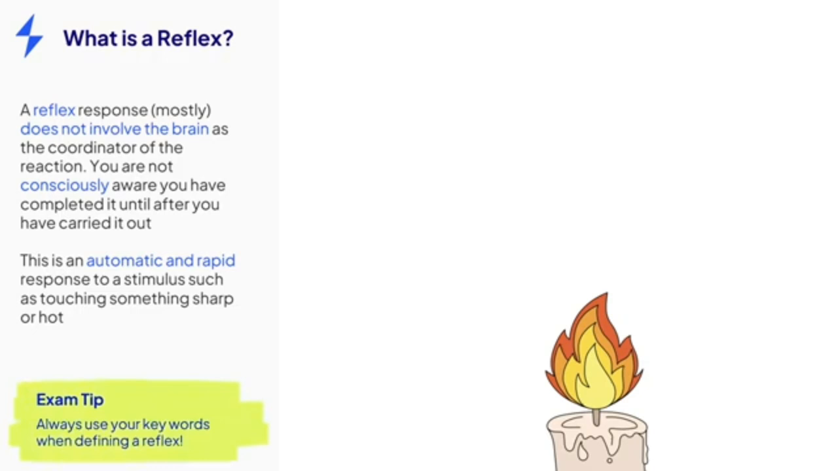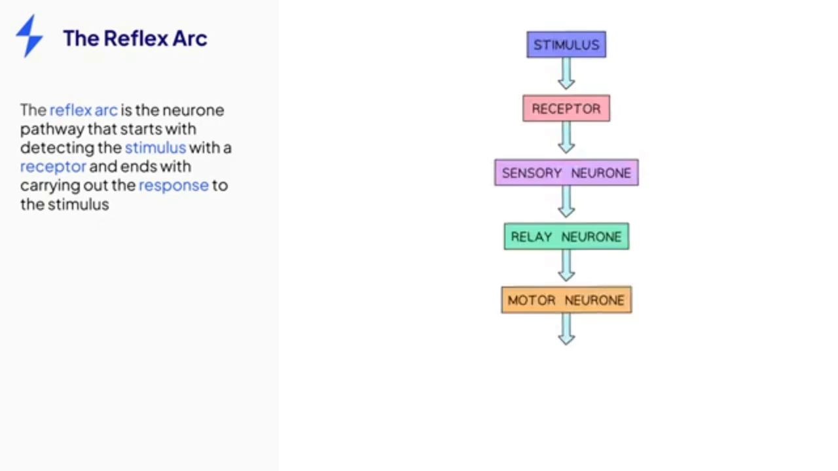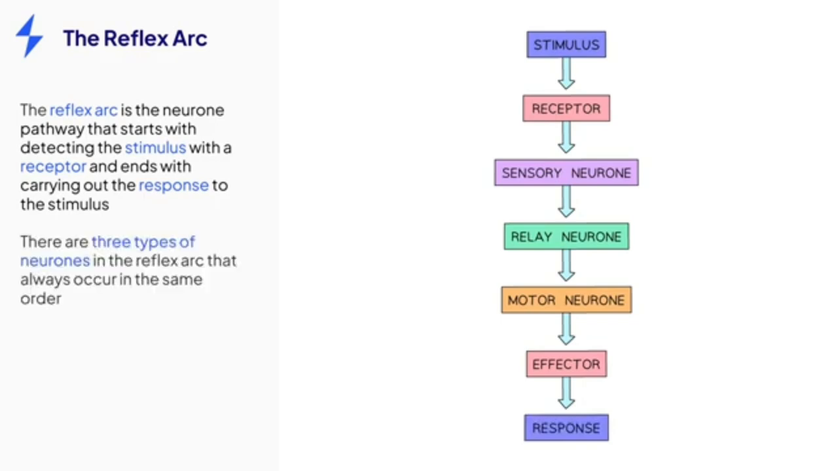The term reflex arc refers to the sequence of neurons that the impulse passes along in order to trigger the reflex response. This is always the same sequence and is shown here in the diagram. The stimulus is the trigger of the reflex, such as touch, light, or sound. The three types of neurons transmit the impulse in one direction, which results in the effector, such as a muscle or a gland, carrying out the response.